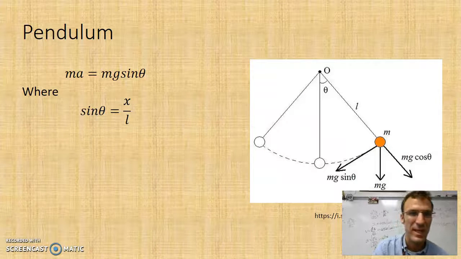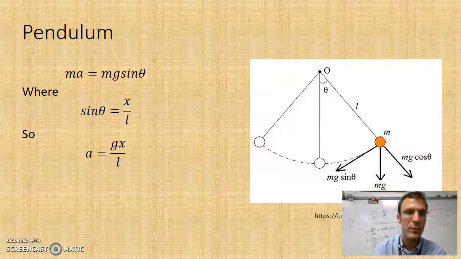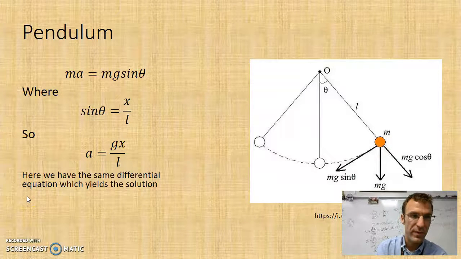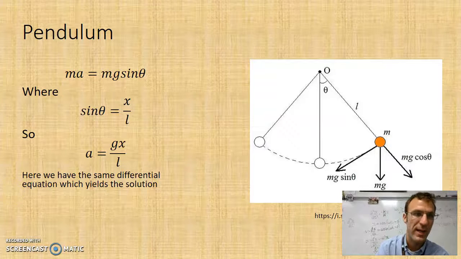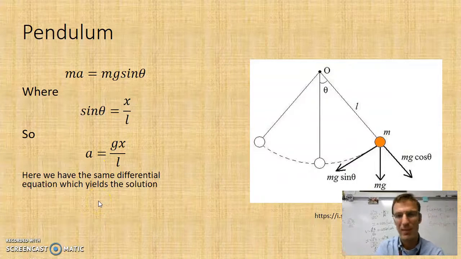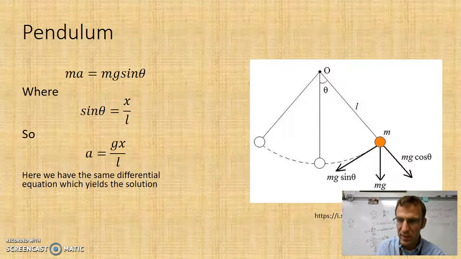Now, that's not technically correct, but we can basically come up with the equation a equals g over L times x. And again, we have a differential equation because a is d squared x over dt squared, and basically the derivative equals the thing. So we have a differential equation. We're going to go through the same process again. We guess an answer.